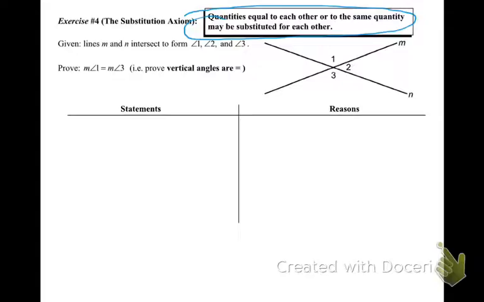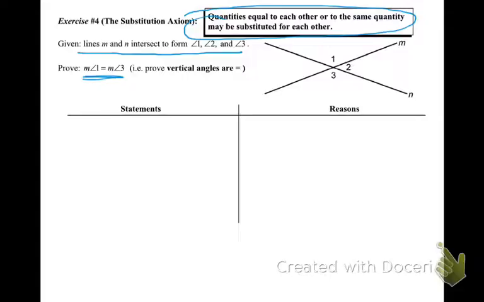So, in this example, we are given that lines M and N intersect to form angles 1, 2, and 3. We want to prove that angle 1 has the same measure as angle 3. Or another way of saying that is that vertical angles are equal. That's what we want to do. Now notice in this case I did not have any filled out statements, so we're going to fill out both the statements and the reasons for this proof.